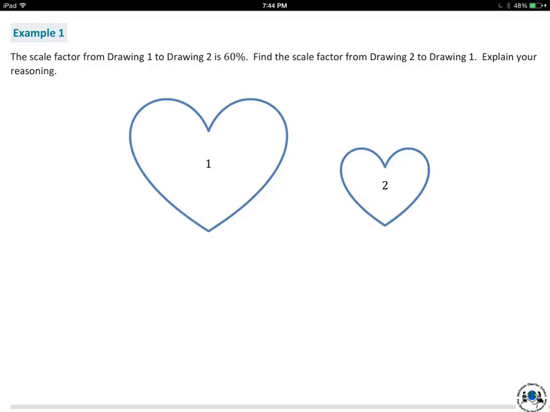Well, next one here, we have a couple of hearts for Valentine's Day, which is over, of course. Okay, the scale factor from drawing 1 to drawing 2 is 60%. So they're telling us that already. We are now going to find the scale factor from drawing 2 to drawing 1. Well, what do you notice about these?